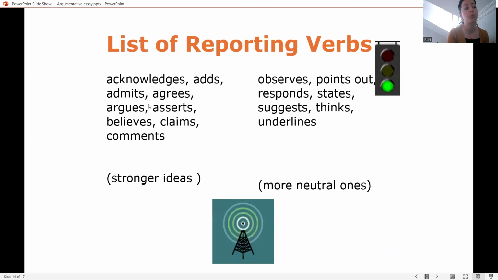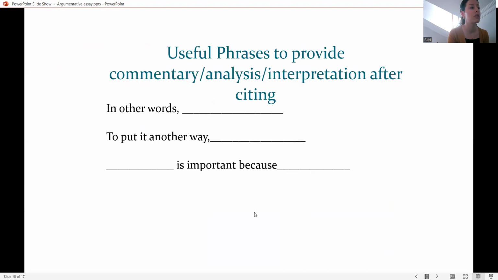And here we have some reporting verbs that show stronger ideas or neutral ideas. For example, the ones on the left introduce stronger ideas, and these ones are way more neutral, so you can just use them for citations.